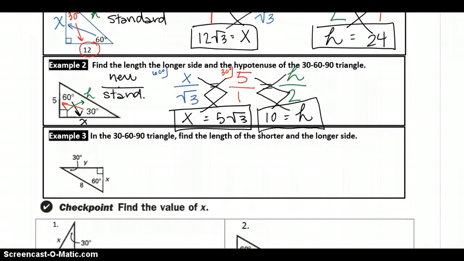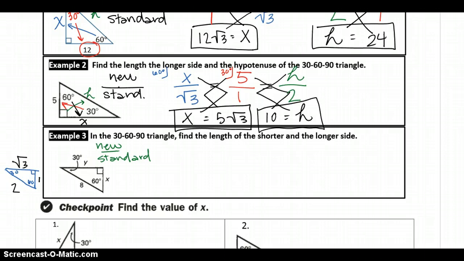Example 3 asks us to find the length of the shorter and longer sides, but it gives us the hypotenuse. So let's make our ratio again of new to standard. And I'm going to draw my 30, 60, 90 triangle to the right here so I can remember what my side lengths are. And I'm going to draw it in a similar way to the triangle I'm given here. So remember, across from the 30, we have a side length of 1, across from the 60, a side length of root 3, and opposite the 90, a side length of 2.